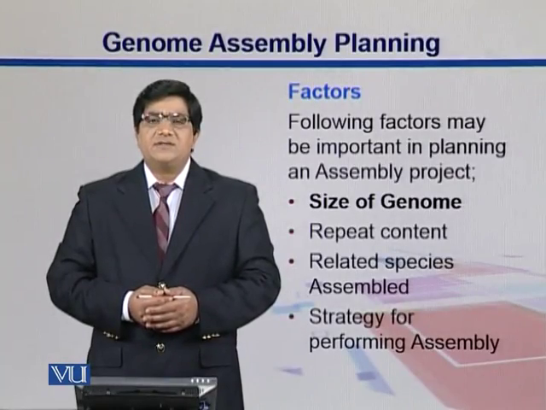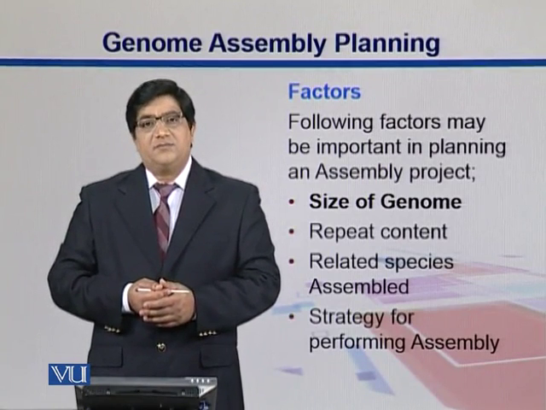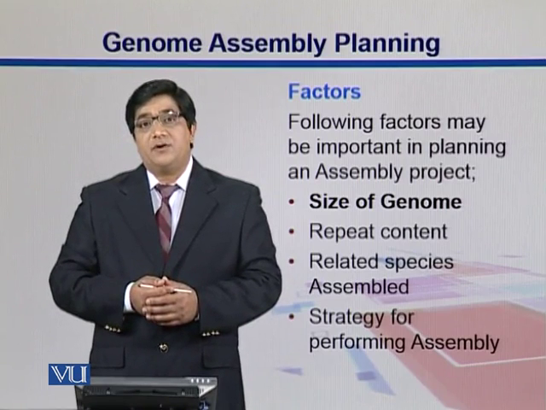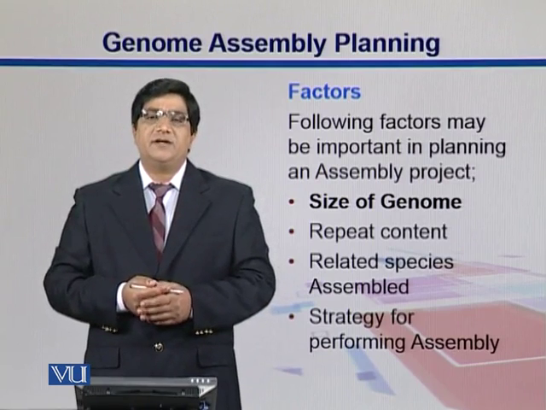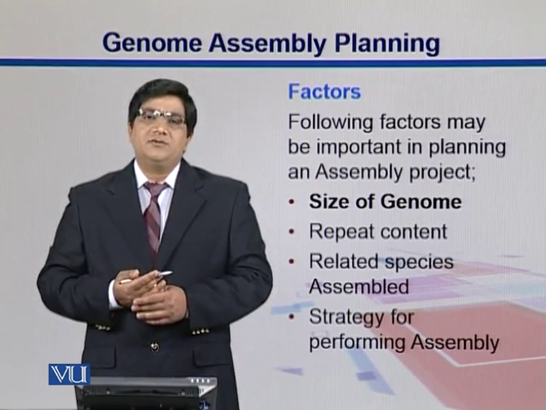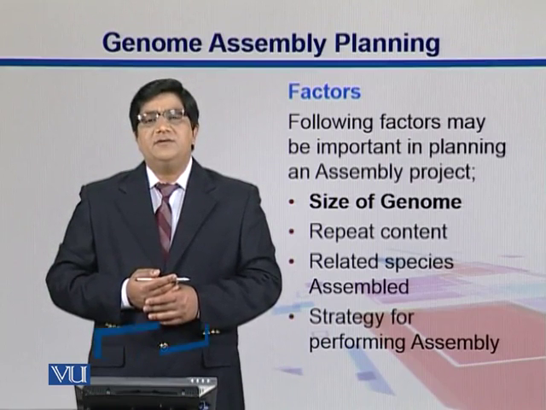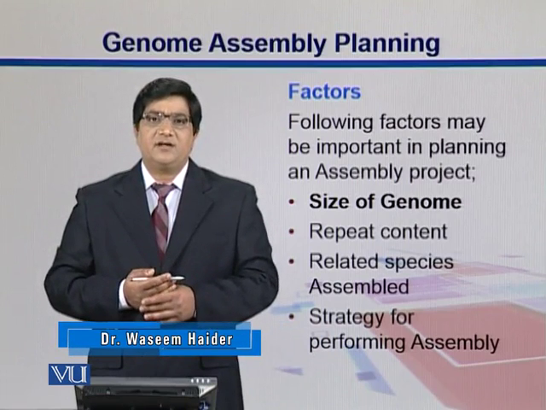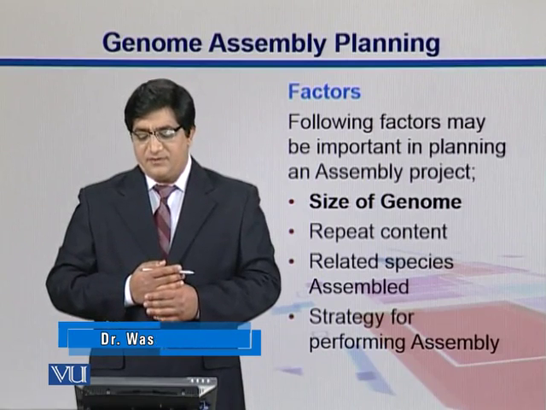Let's look into some important factors which may be important while planning a genome assembly project. These may be, number one, size of genome. Repeat content is very important because assemblies mess up if we have a large number of repeats, and it's really hard to solve this repeat problem. If we have a related species genome assembled, that can help in doing some kind of guided assembly, and we can have an advantage from this.